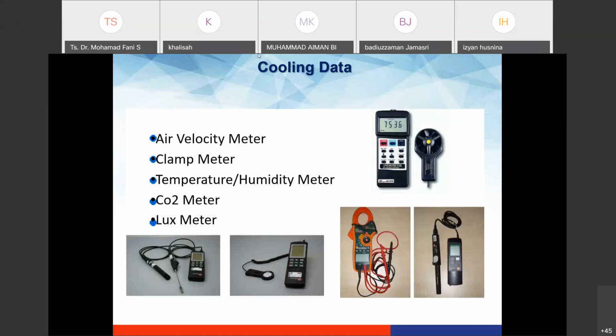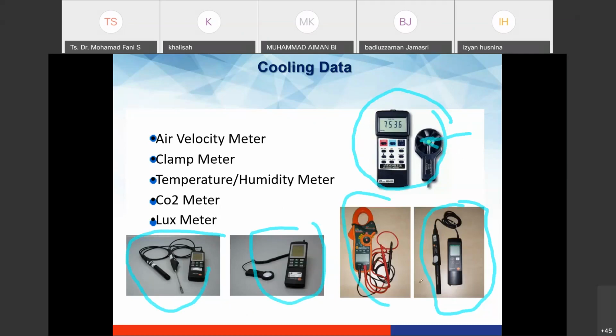This one is for cooling data: air velocity meter, climb meter, temperature, humidity, CO2 meter. This one is the picture of the CO2 meter. Air velocity meter to measure the airflow. Temperature and humidity, this one is a data logger for temperature and humidity. This one is the climb meter.